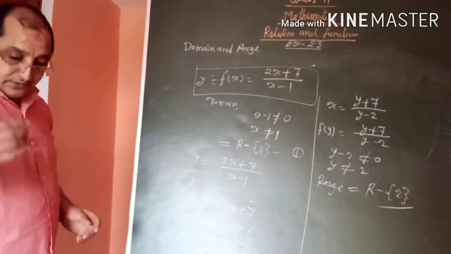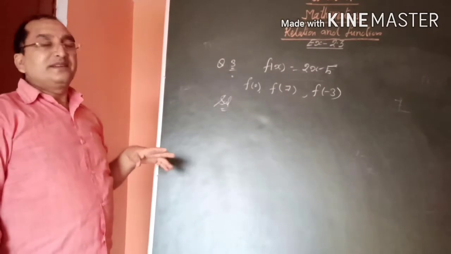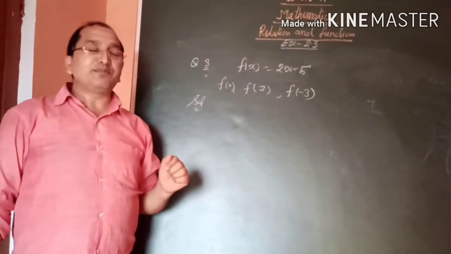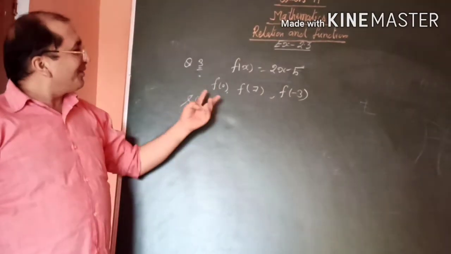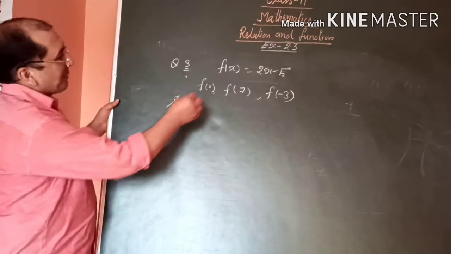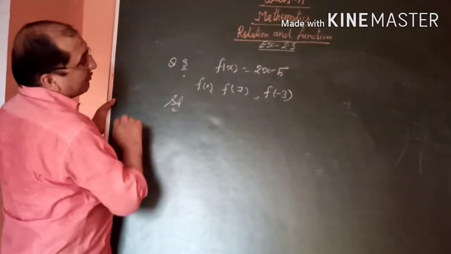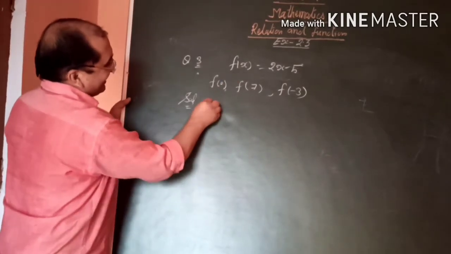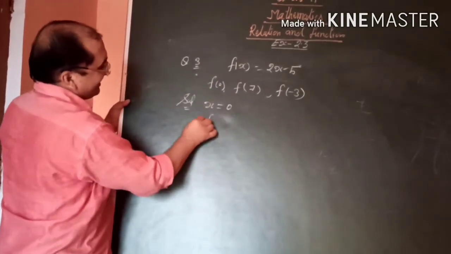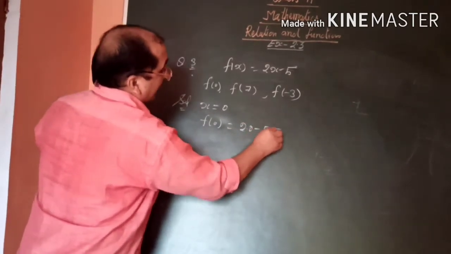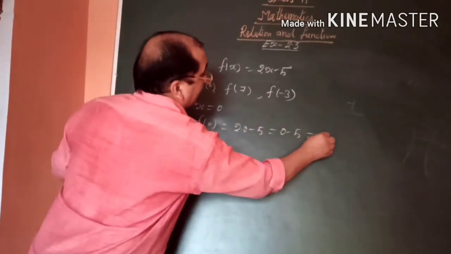Okay. Now question number 3. f of x equal to 2x minus 5 is given. We have to find the value of f of 0, f of 7 and f of minus 3. So for finding the value of f of 0, in place of x you will put 0. x equal to 0, then f of 0 will be 2 into 0 minus 5, equal to 0 minus 5. It means minus 5 will come.